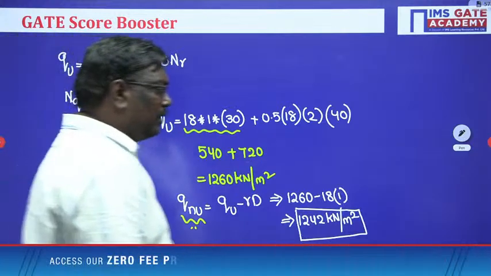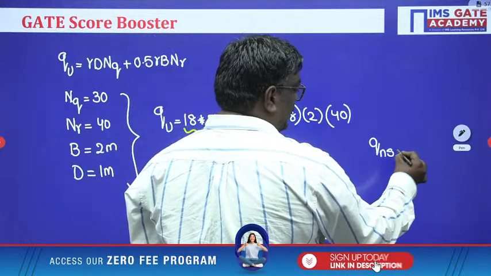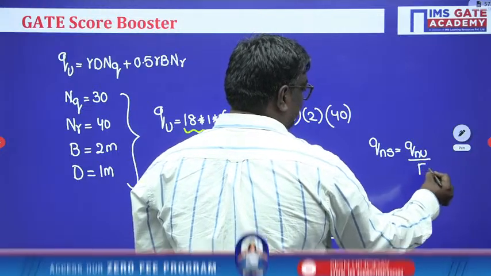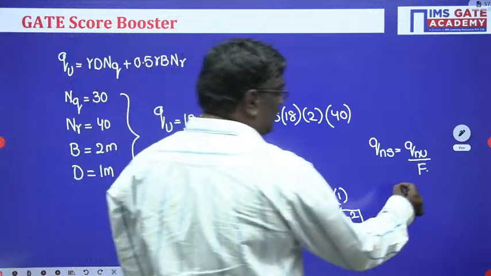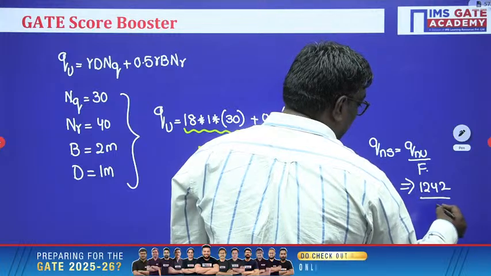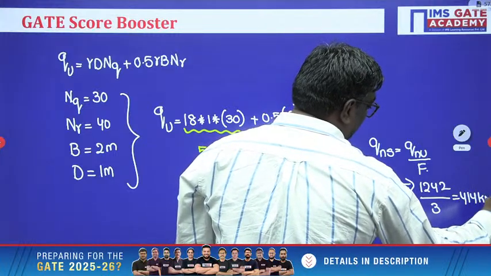Okay. So here, net safe bearing capacity is net ultimate bearing capacity divided by factor of safety. In the problem, the factor of safety is given as 3. So 1242 divided by 3, you will get 414 kilonewton per meter square.